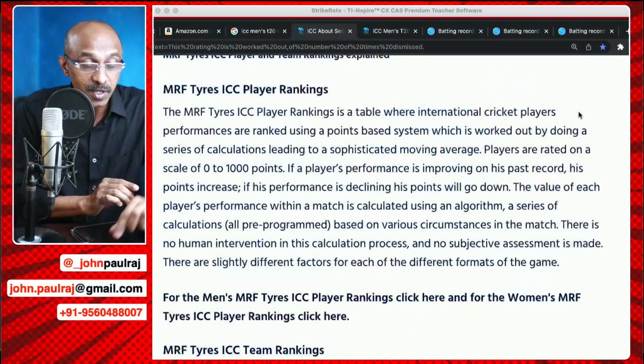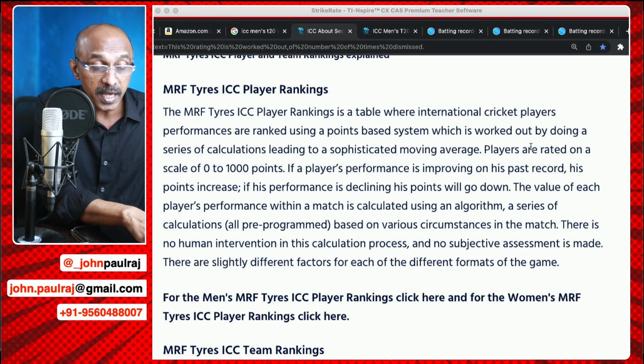However, the ICC rankings do not take into account strike rate alone, because on the website, this is what we read about rankings, okay? Players are rated on a scale of 0 to 1,000 points. If a player's performance is improving on his past record, his points increase. If his performance is declining, his points will go down. The value of each player's performance within a match is calculated using an algorithm, a series of calculations all pre-programmed based on various circumstances in the match. There is no human intervention in this calculation process and no subjective assessment is made.